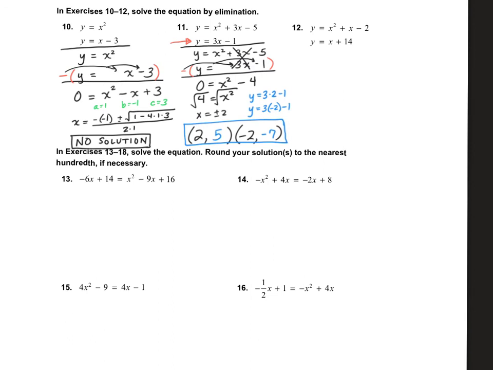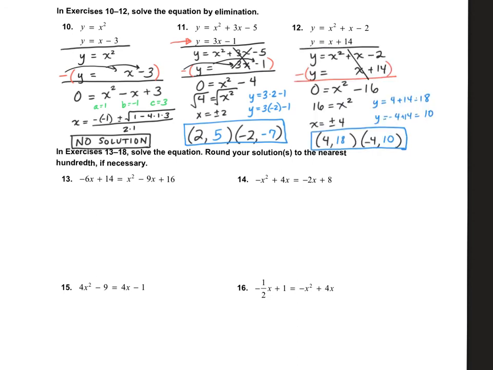I would like you to try number 12 on your own and see how you do, and then turn the video back on to see if you got it right. All right, I got 4,18 and -4,10. And if you didn't get it correct, see if you can find your mistakes. We're going to skip 13 through 18 for this lesson, so we're finished for now. This has been Chapter 9, Lesson 6, which is solving systems of nonlinear equations.